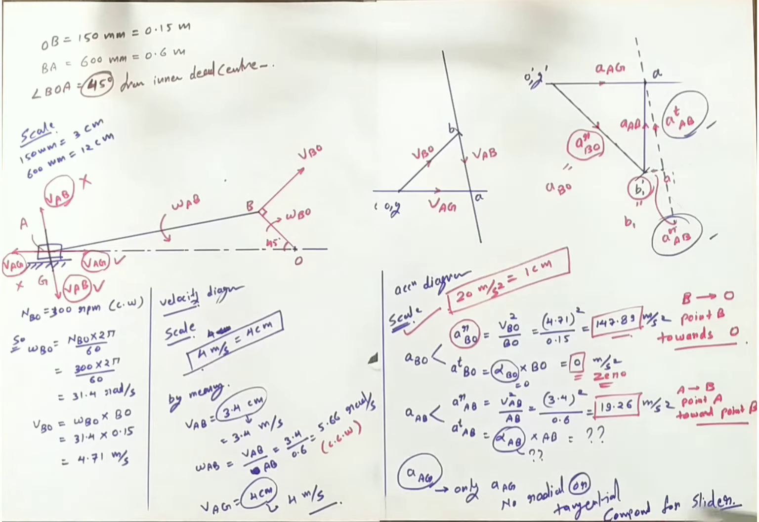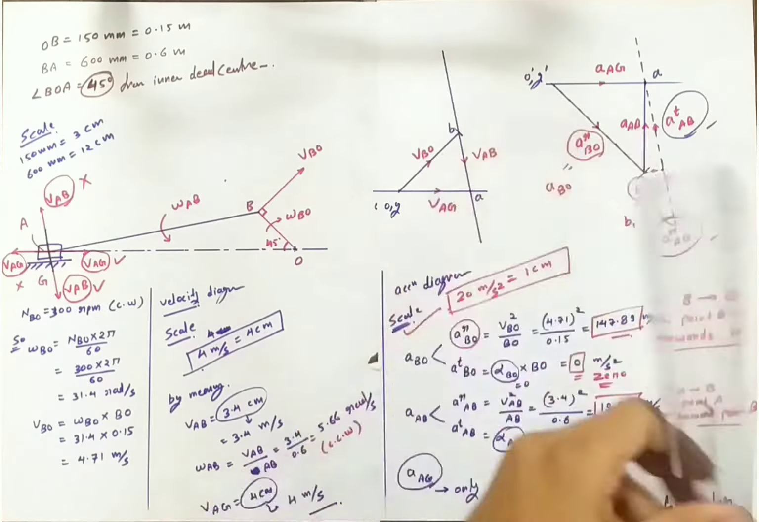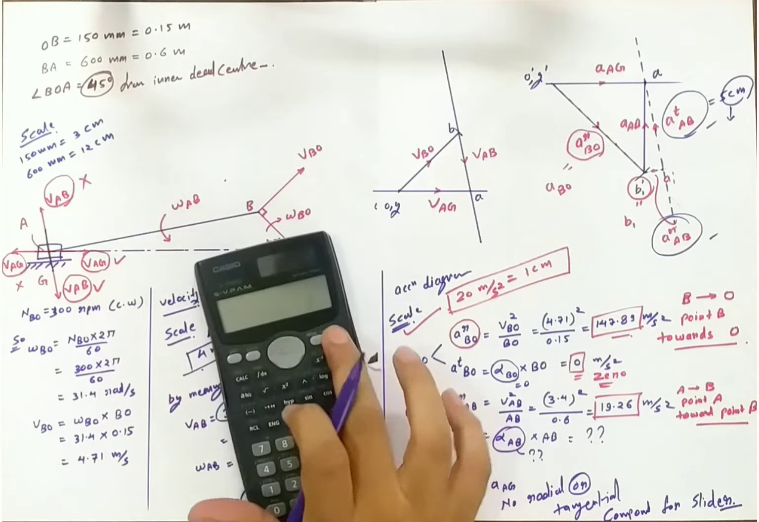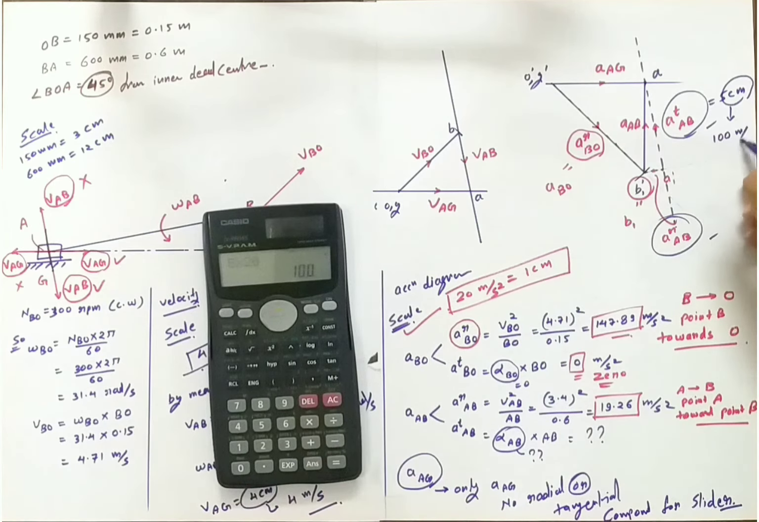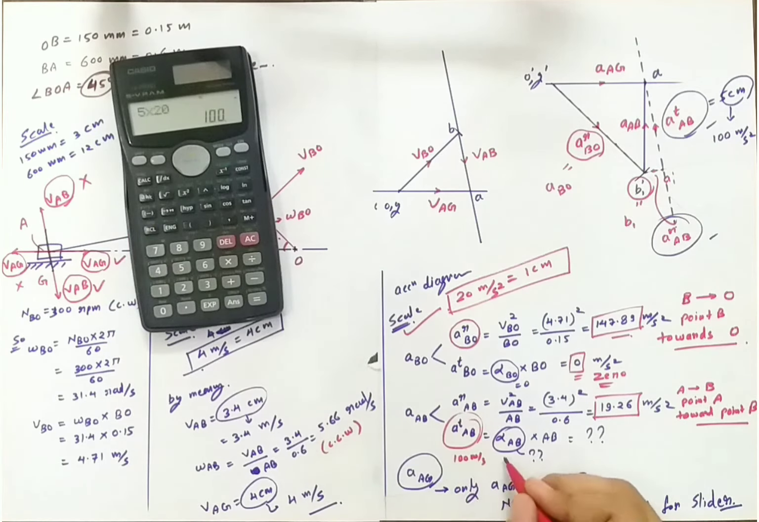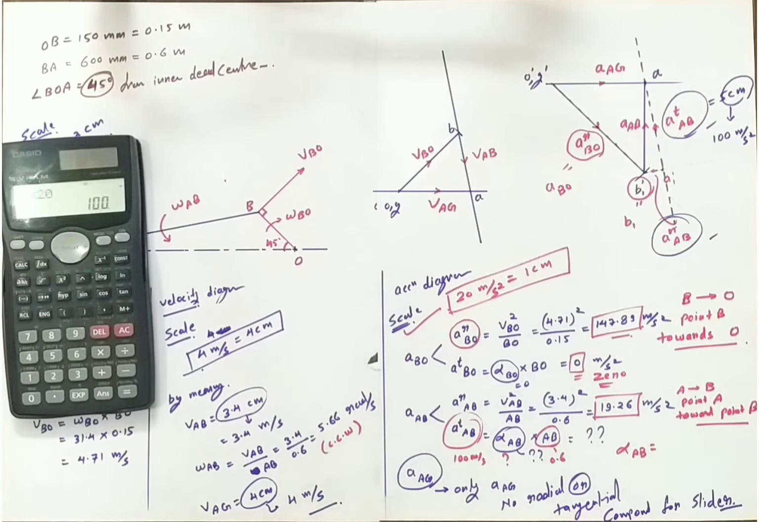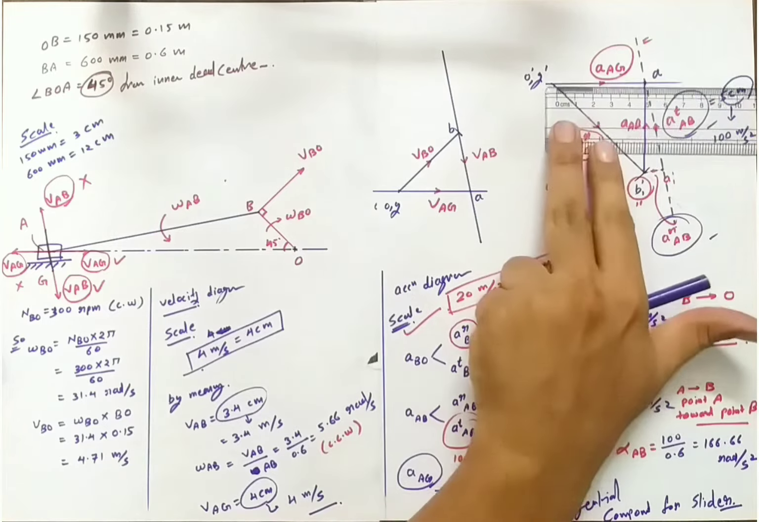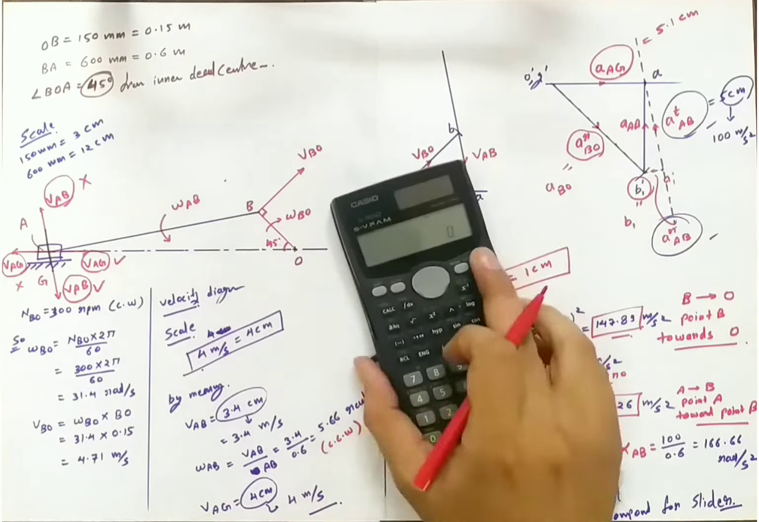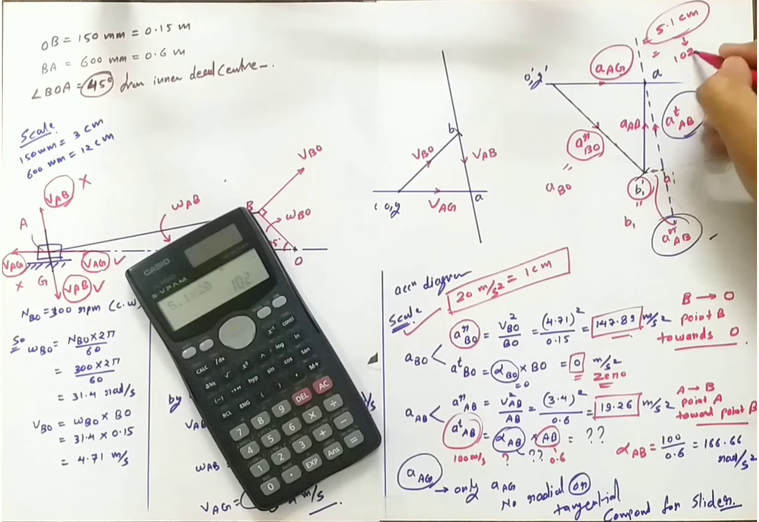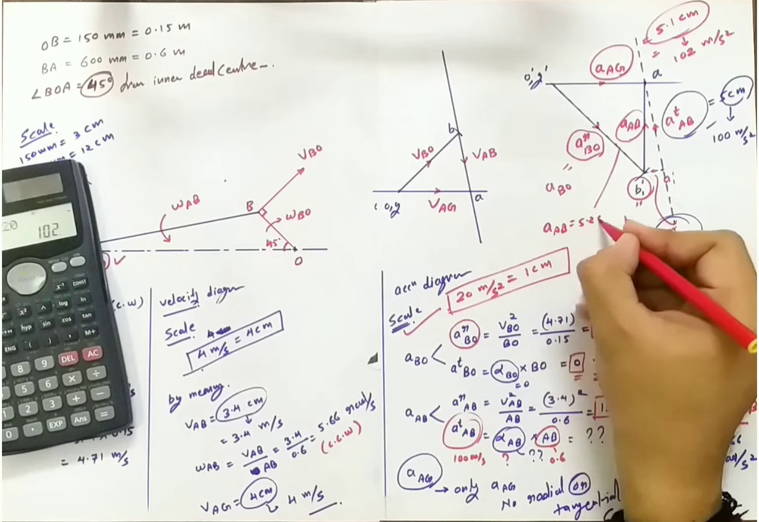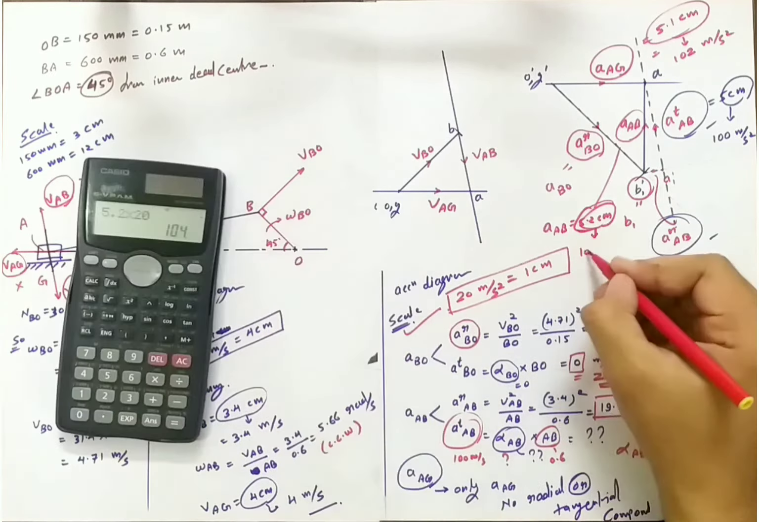By measuring, we can find out the values of the different accelerations. So this is tangential acceleration of AB, that is 5 centimeter. With the help of scale, this is 100 meter per second square. Length AB is 0.6, so we can find out angular acceleration of link AB. That is 166.66 radian per second square. Also we can find out the acceleration of the slider by measuring, that is 5.1 centimeter, and this is 102 meter per second square. And last one, that is connecting rod AB, by measuring, this is 5.2 centimeter, and this is 104 meter per second square.